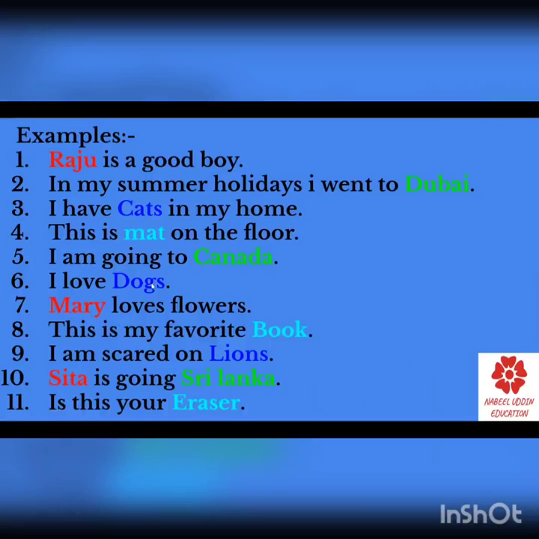I love dogs. Dogs is an animal. Mary loves flowers. Mary is a name. This is my favorite book. Book is a thing. I am scared of lions. Lions is an animal. Sita is going to Sri Lanka. Sita is a name and Sri Lanka is a place. Is this your eraser? Eraser is a thing.